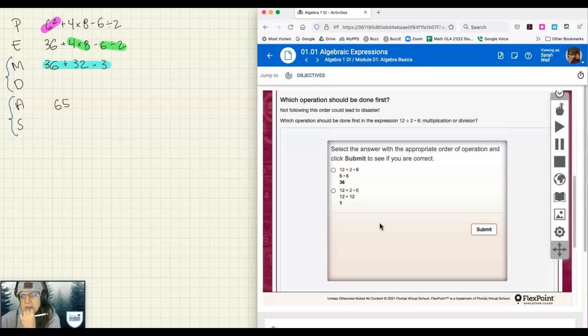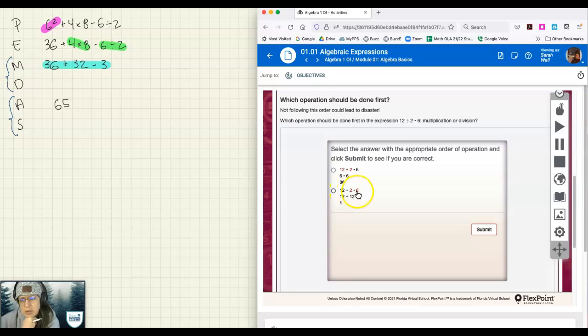So now we're going to do the interactive. Select the answer with the appropriate order of operation and click submit. So you'll see these kinds of questions in your quizzes, which is why it's important for you to practice them, right? 12 divided by 2 times 6. So 12 divided by 2 is 6 times 6 is 36.